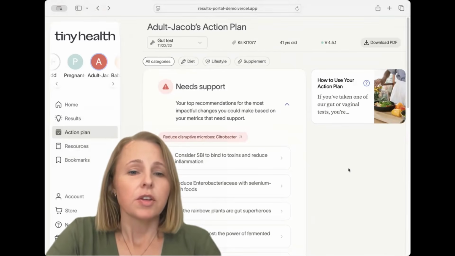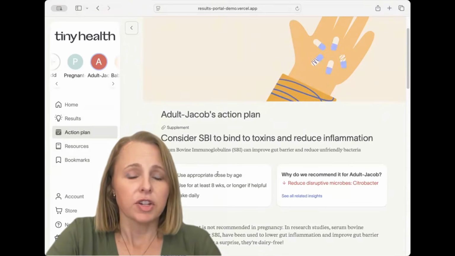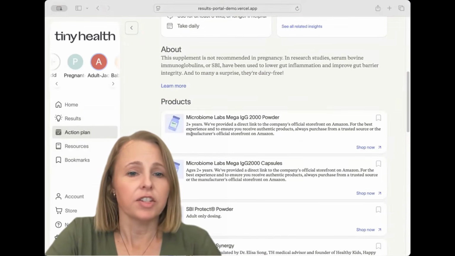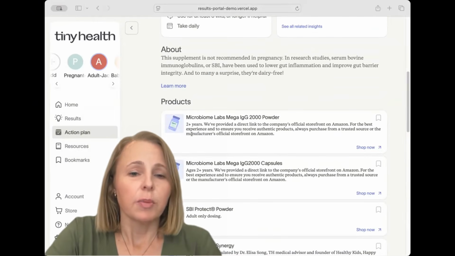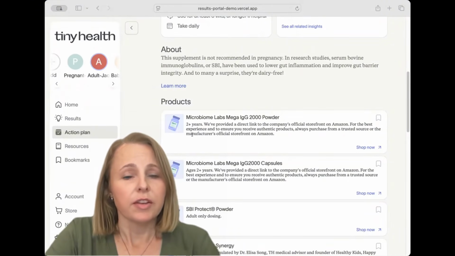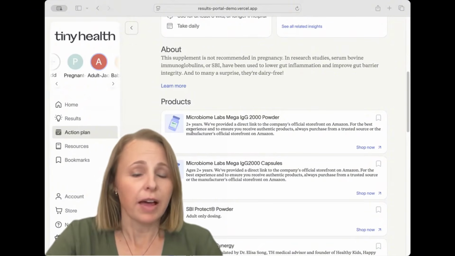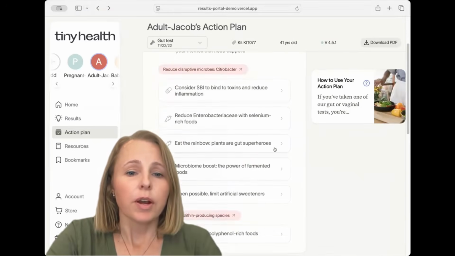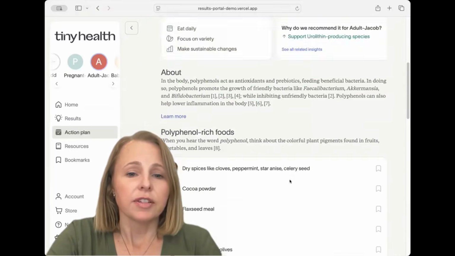For the supplements, you will find a time frame on the action card, as well as lists of products that our science team has vetted to choose from. For dosing, we recommend following instructions from the manufacturer or your healthcare provider. Probiotics are not going to be recommended for everyone. They're only recommended if your results suggest they'll help with rebalancing your microbiome or if they're tied to a condition listed in your survey.